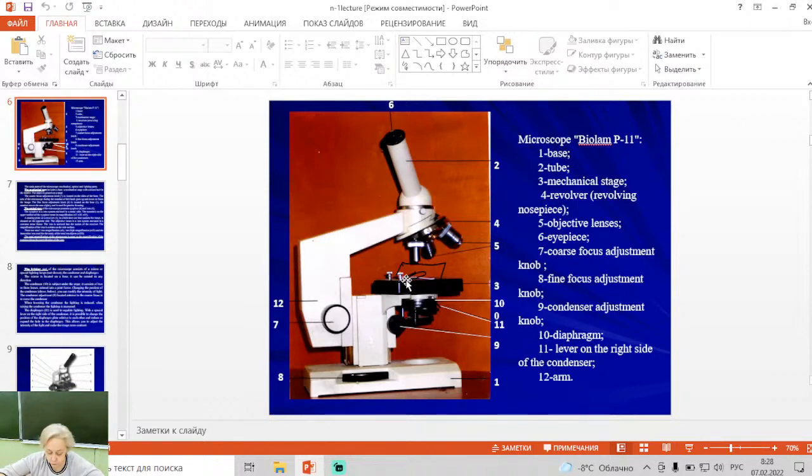Rotate the fine focus adjustment knob, this is number 8, in one direction or another to achieve a sharp image of the object. If the image of the object is missing, repeat the operations specified in paragraphs 6 to 9. After that, draw the objects in your album.